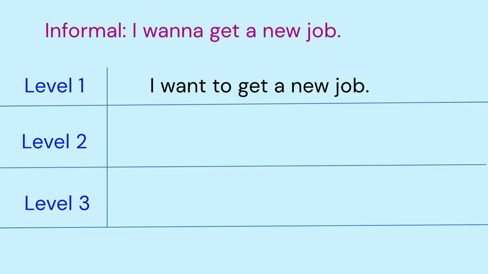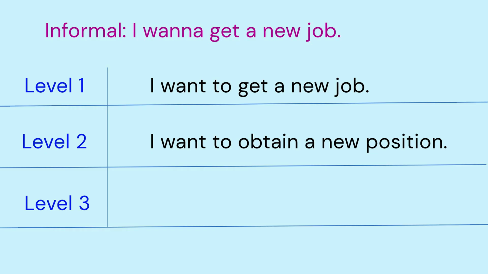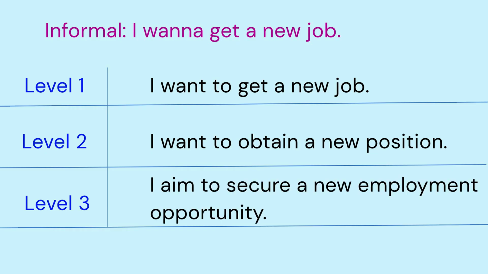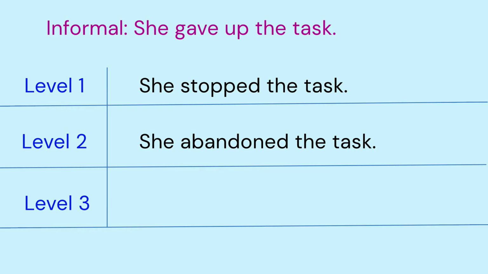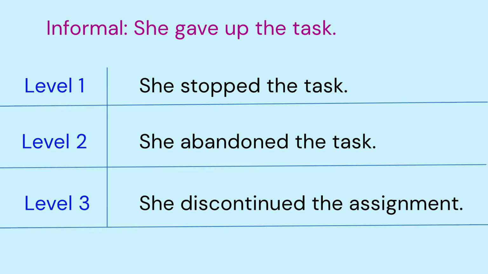Informal sentence is, "I want to get a new job." On level 1, "I want to obtain a new position." Level 3, "I aim to secure a new employment opportunity." Next example is, "She gave up the task." "She stopped the task." "She abandoned the task." "She discontinued the assignment."